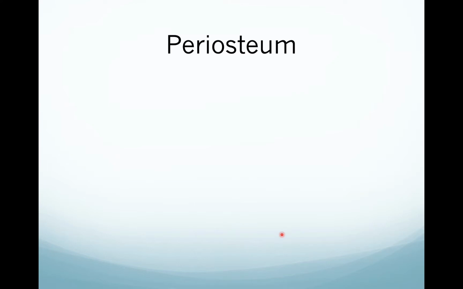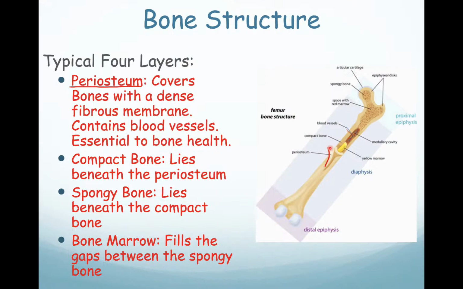So the periosteum is a lining, you see in red here, covering the bone. This periosteum is essential to bone health. It covers the bone with a dense fibrous membrane, very strong, and it contains the blood vessels that will ultimately go into the compact bone and into the medullary cavity.